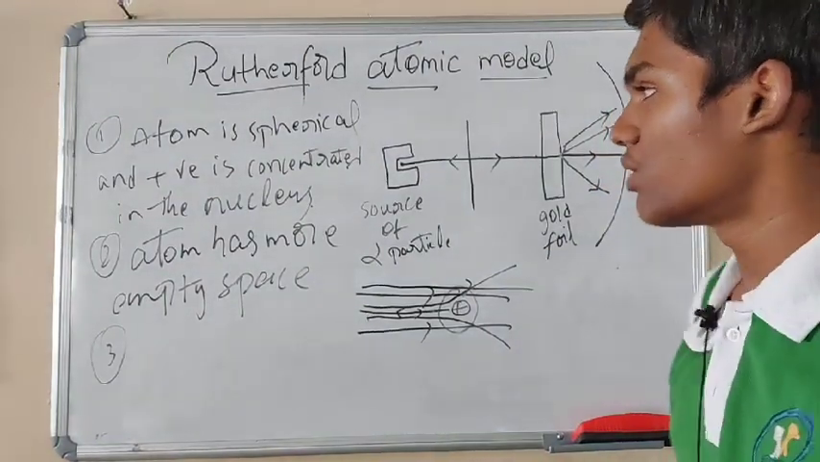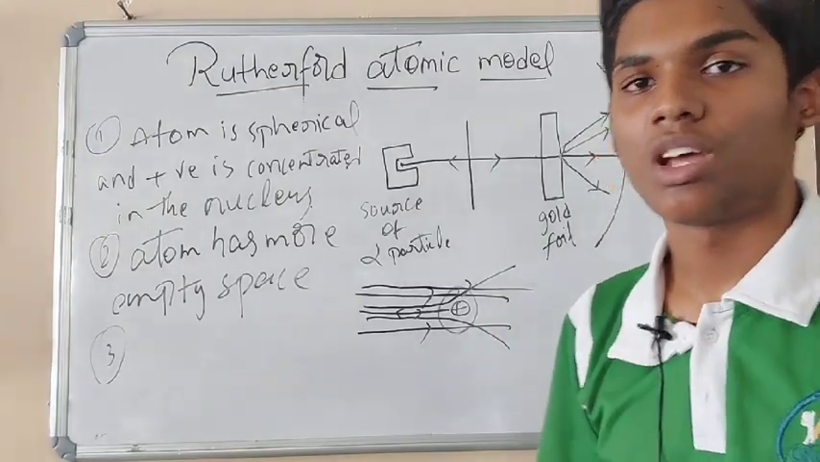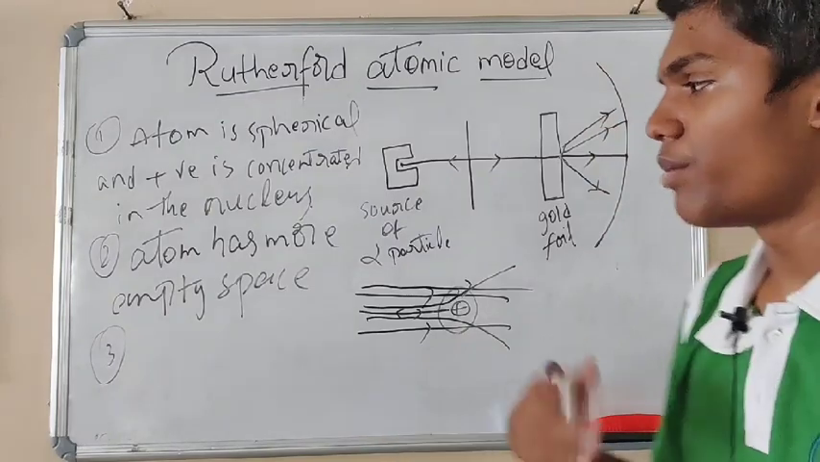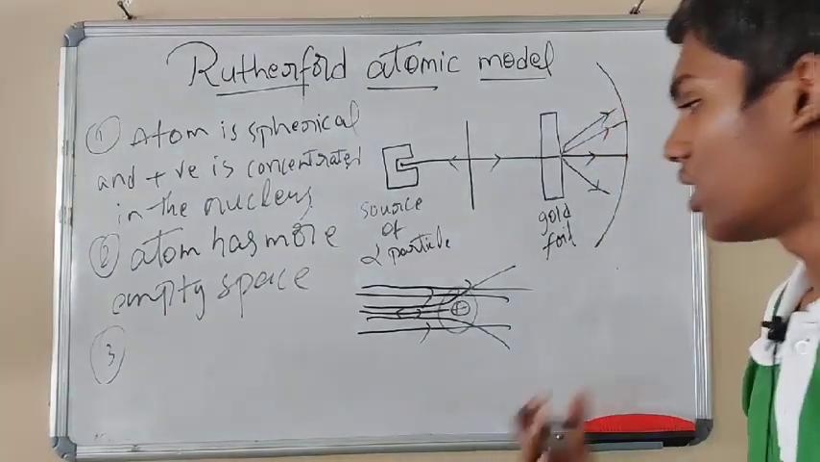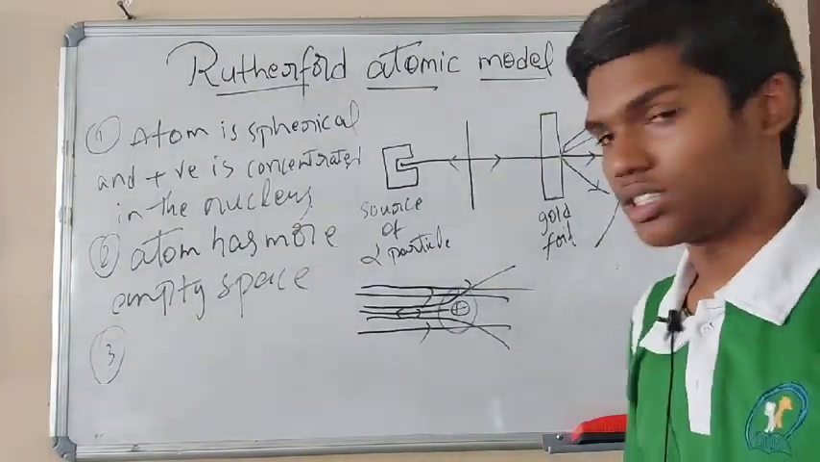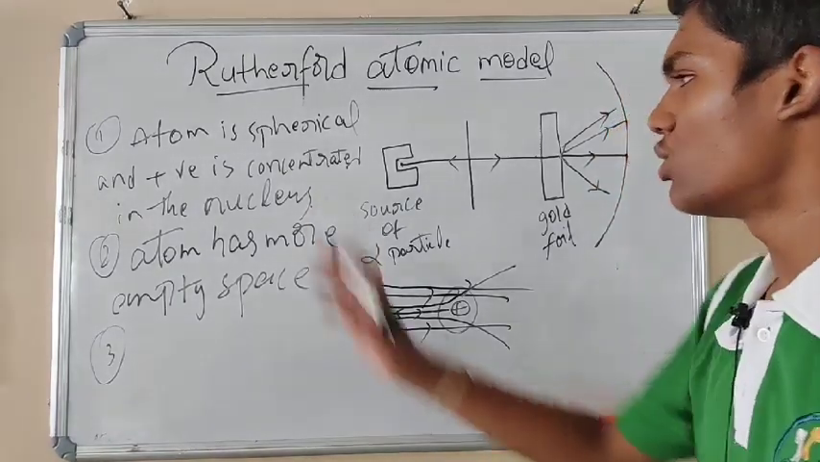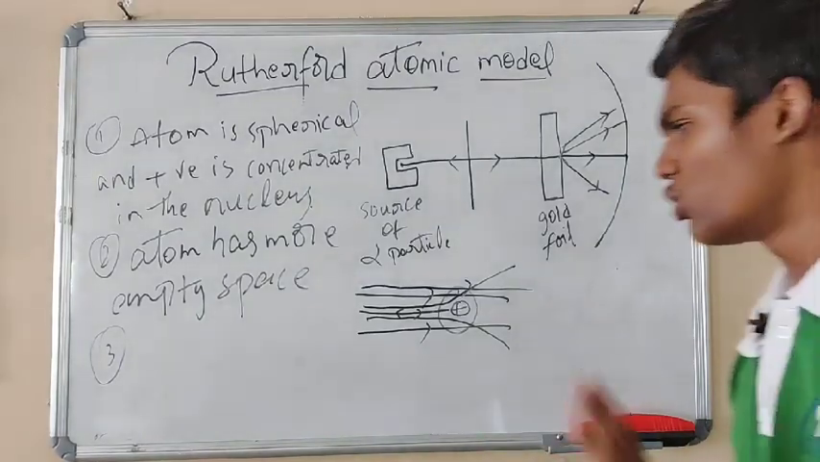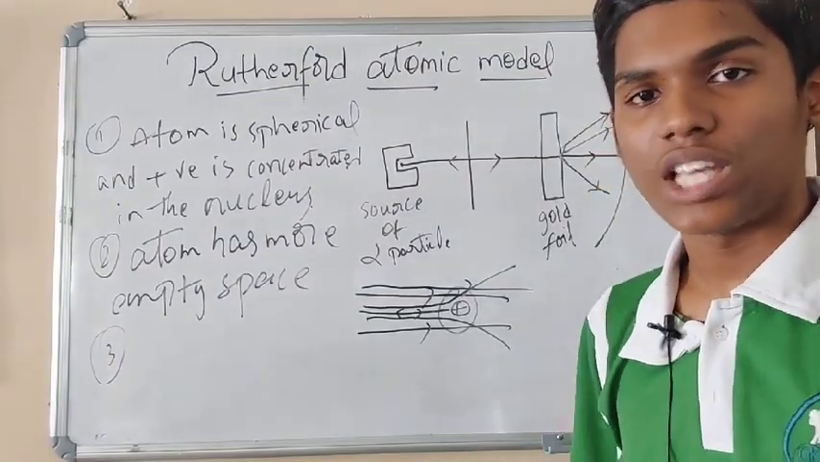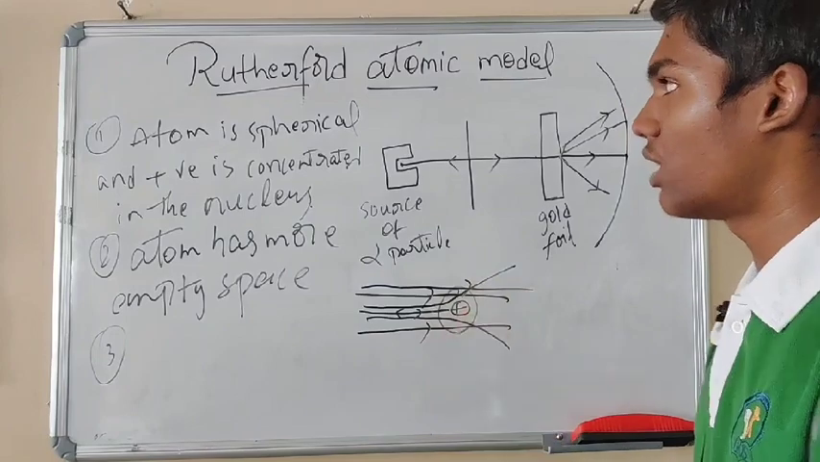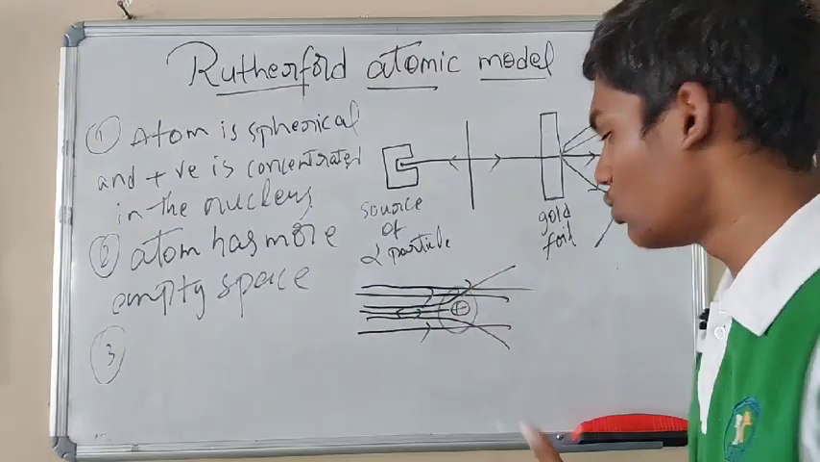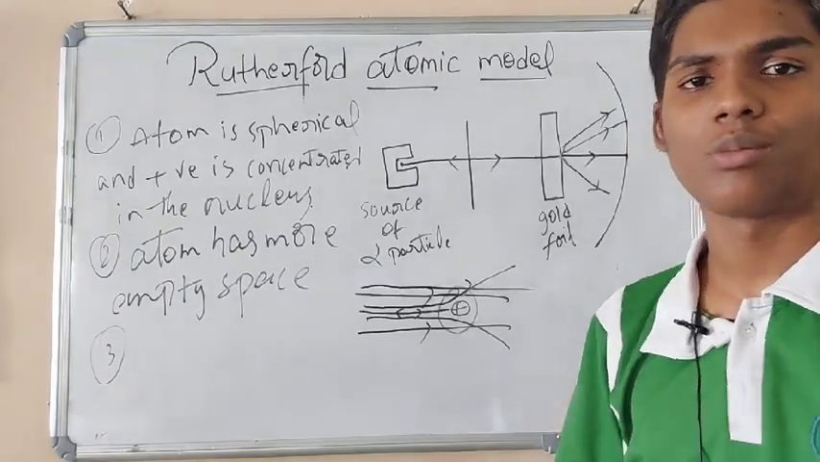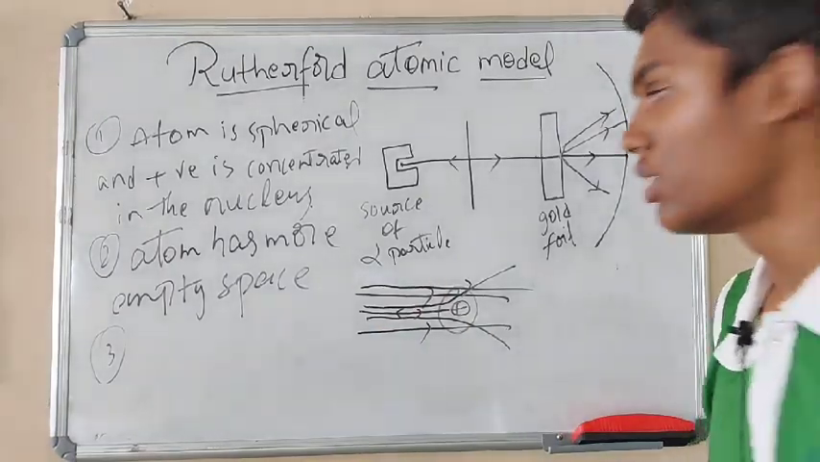Okay, this is the third observation. The atom is spherical in shape, the positive charge is concentrated in the nucleus, the atom has more empty space, and the entire mass of the atom is concentrated in the nucleus. The protons and neutrons are present in the nucleus. The nucleus was first discovered in Rutherford's experiment. By doing his experiment, Rutherford discovered the nucleus.